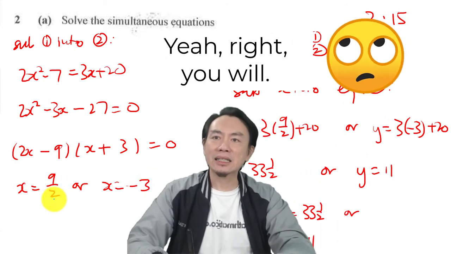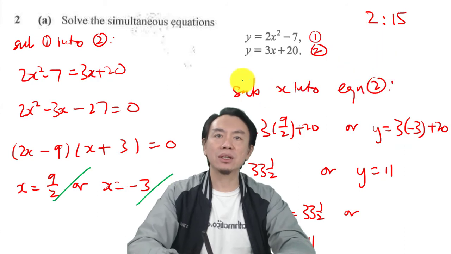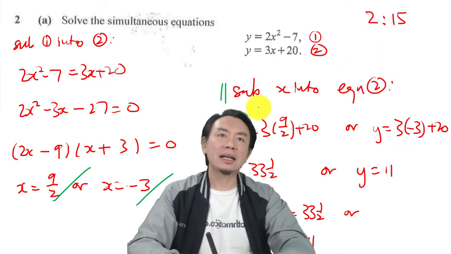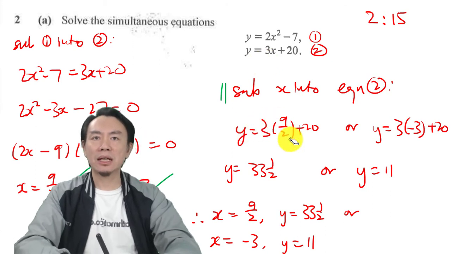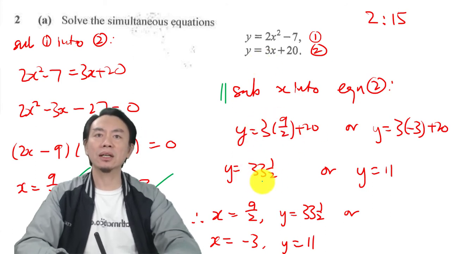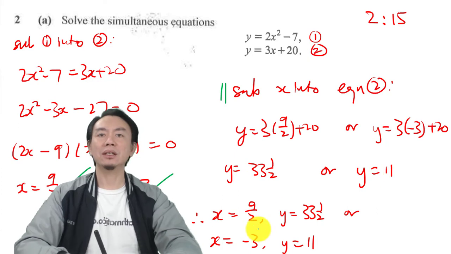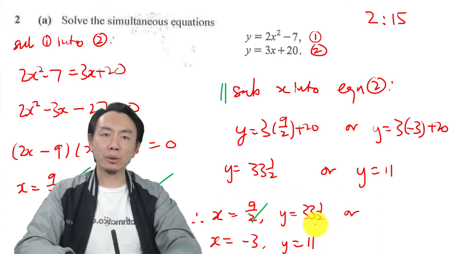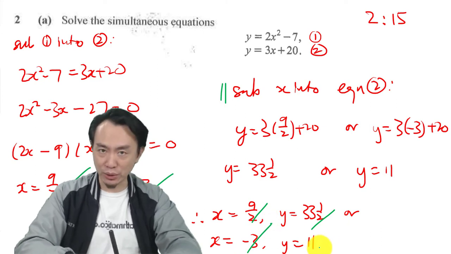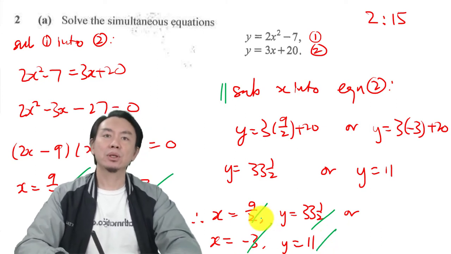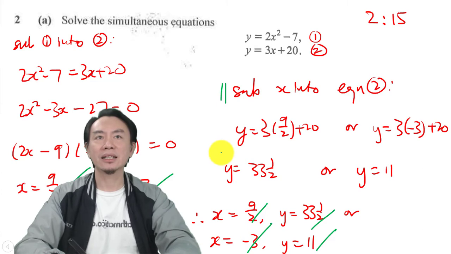So I got x is 9 over 2 and x equals negative 3. Then we sub x into equation 2. y would be equal to 3 times 9 over 2 plus 20, so we get 33.5. Or we get y equals 11. So x equals 9 over 2 and y equals 33.5, or x equals negative 3, y equals 11. I arranged them in pairs and answered them properly.